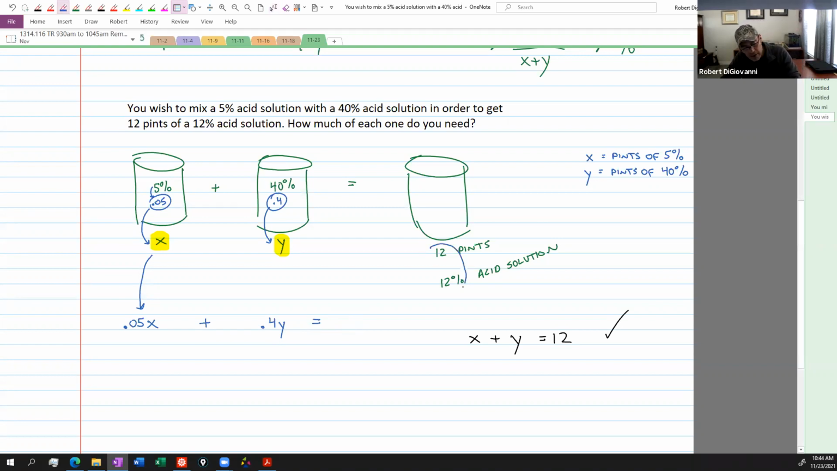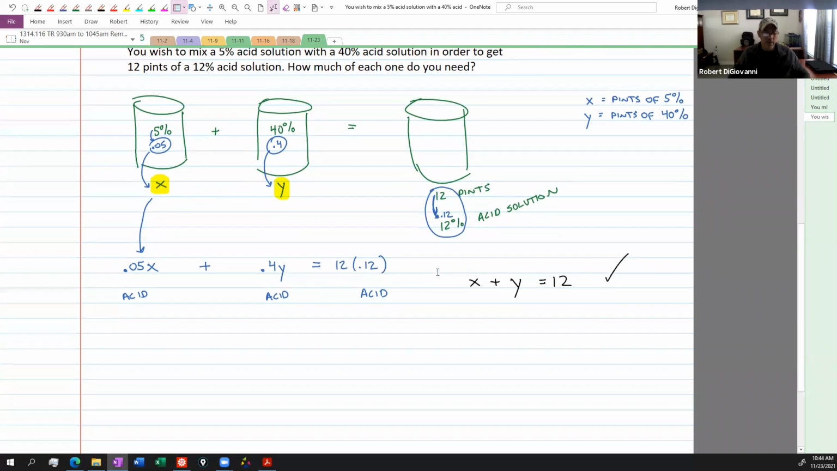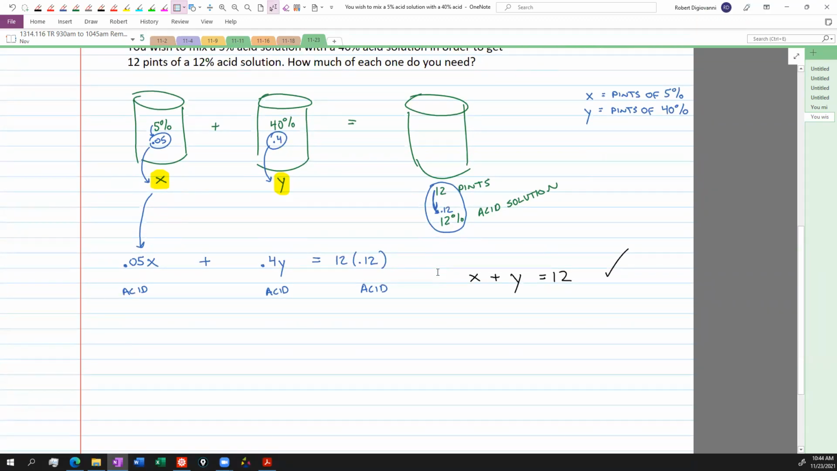So you need to look at this over here. If you take this, multiply it times 0.12, that's how much acid you have over here. This is the amount of acid you have here, and this is the amount of acid you have here. And now we need to know how much acid you would have total, which would be the 12 times the 0.12. You're multiplying those together. Okay, that makes sense? Yeah.